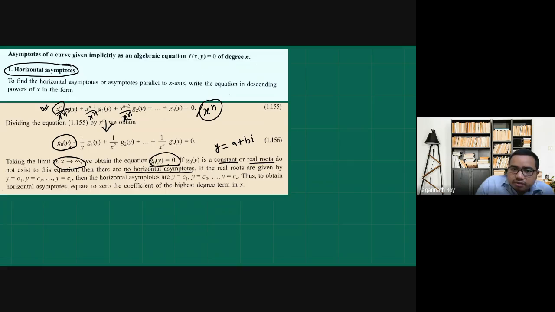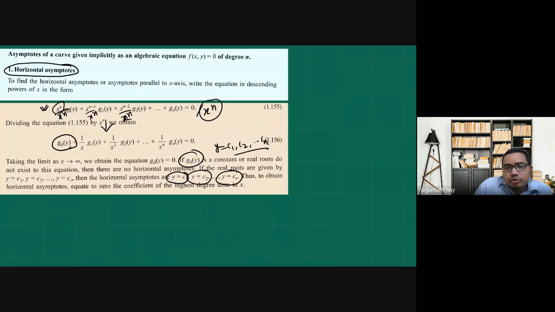But if this equation has real roots, y equals c1, c2, cn, then y equals c1, y equals c2, and y equals cr will be the horizontal asymptotes to the given curve. That means, what we are doing actually, we are considering the highest degree term in x.